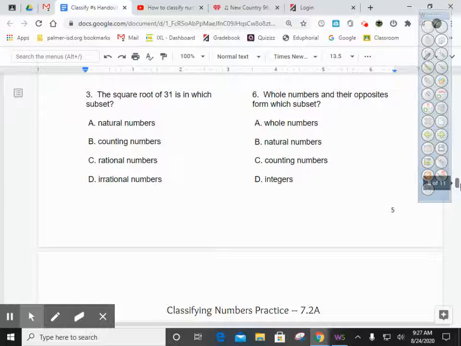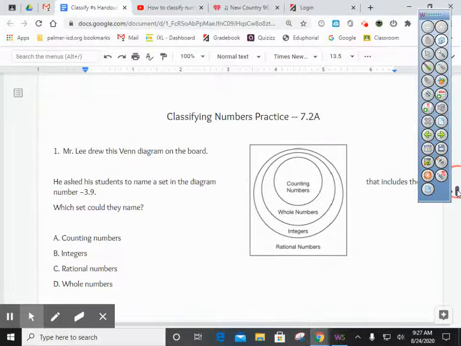Number 6, whole numbers and their opposites form which subset? Does everybody agree with integers? Yes. Good, me too. Turn the page.